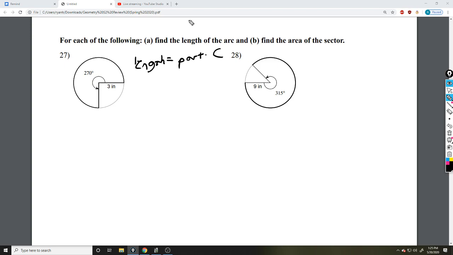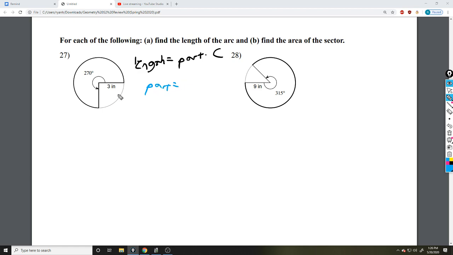Hopefully what we remember from last week is that arc length is going to be related to circumference, and then area of the sector is going to be related to area. So let's do it. What color? I can't remember what color I used for what. So we'll do this. Part.